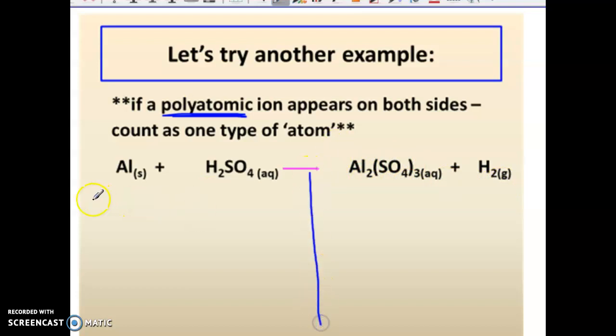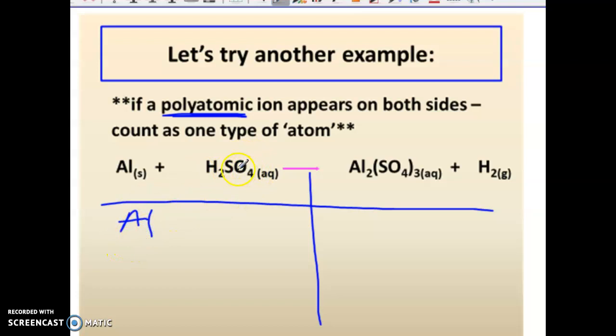So if we were to look at all of the elements, we have aluminum and we have hydrogen, but we also have sulfate. Okay, so this is my helpful hint for you. So you don't have to do this, but I find that it helps a lot for counting. So do you notice how SO4 is on the left side and SO4 is on the right side? So what that means is you can count SO4 as being one thing, right? We're counting the number of sulfates. So in this case, because it's on both sides, we can do that.